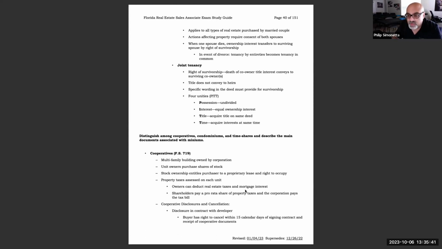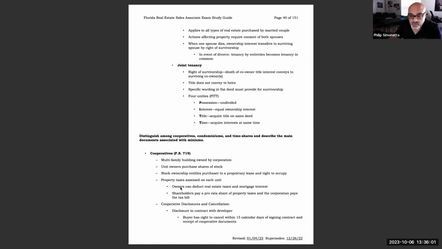Okay, so when you go into contract with the developer, there's a disclosure. The buyer has the right to cancel within 15 days of signing the contract and receipt of the cooperative documents. Right? So if you sign the contract but don't get the documents for 10 more days, that clock doesn't start till you get the documents, right?